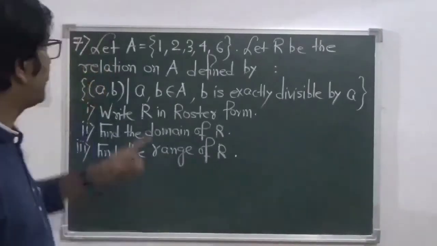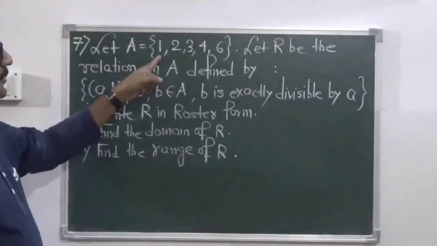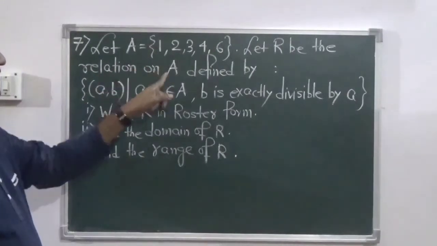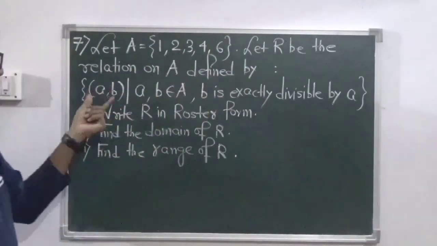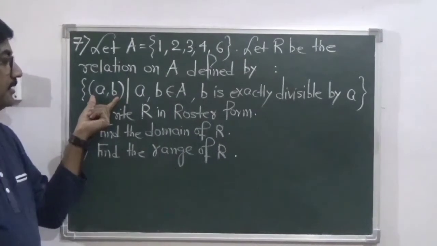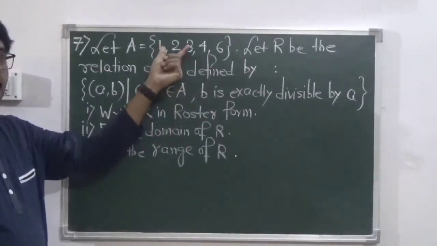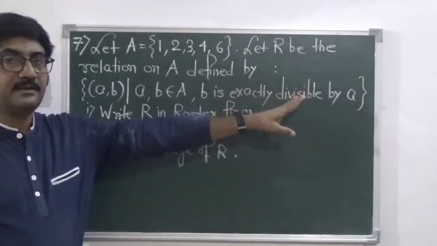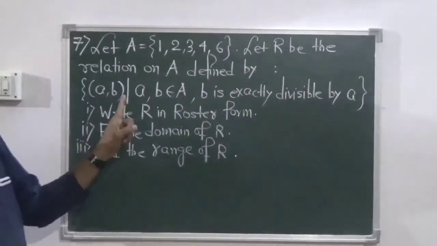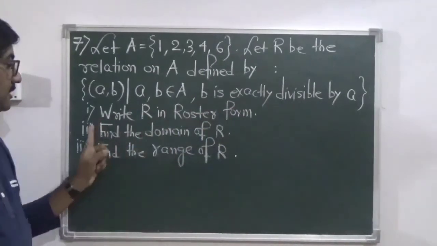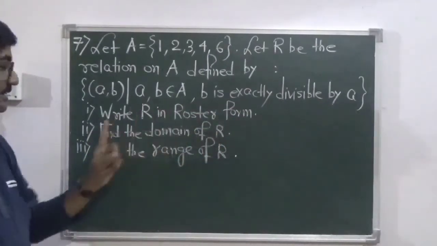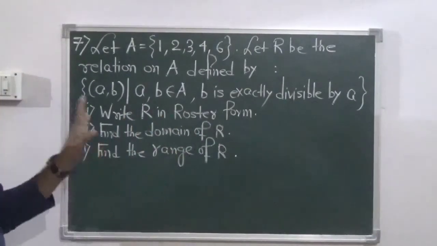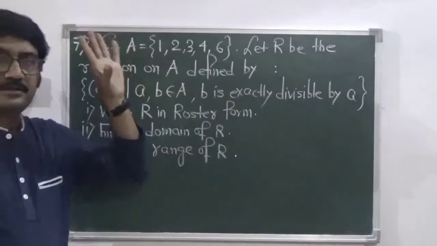Question number 7. Set A is 1, 2, 3, 4 and 6. Let R be the relation on set A, which is defined by the ordered pairs (a, b), where both a and b belong to this set A, such that b is exactly divisible by a. So you have to write the relation in the roster form, find the domain of the relation and find the range of the relation. So first of all, let us write this relation in the roster form.